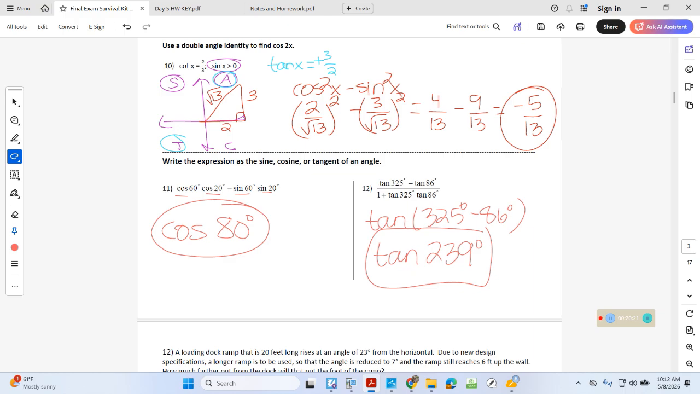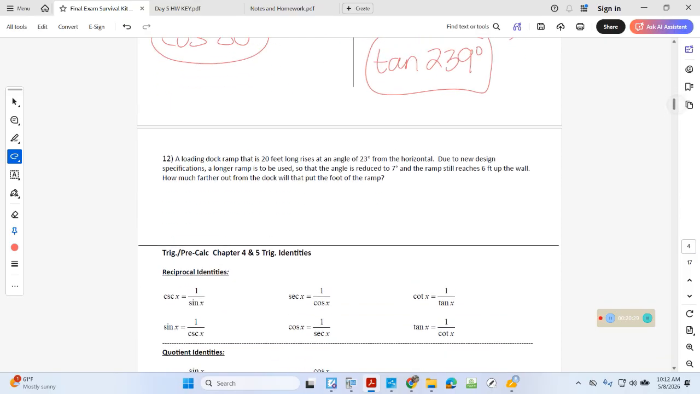Any questions on that? Okay, we got one last problem from chapter 5, and then 6 is short. 6 was a really short chapter, so I thought we'd do those 2 today, and then we'll tackle some more on Monday. Okay, loading dock ramp, I'm going to throw some pictures here, is 20 feet long, rises at an angle of 23 from the horizontal.